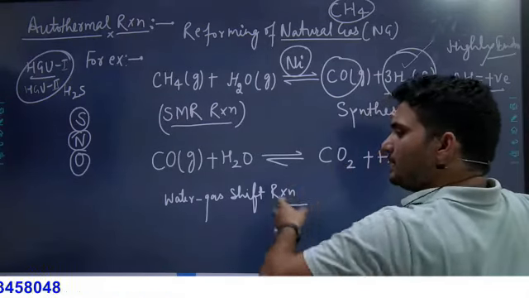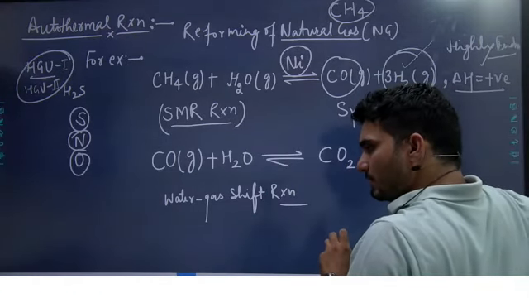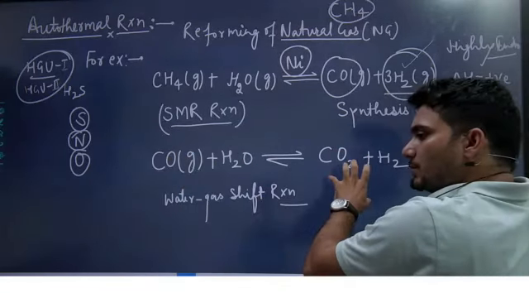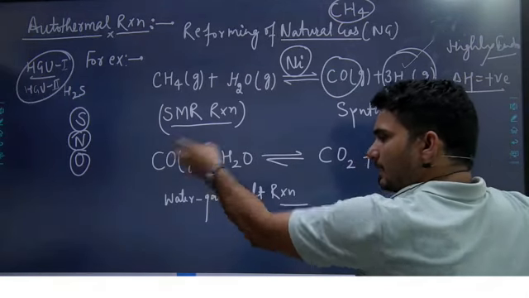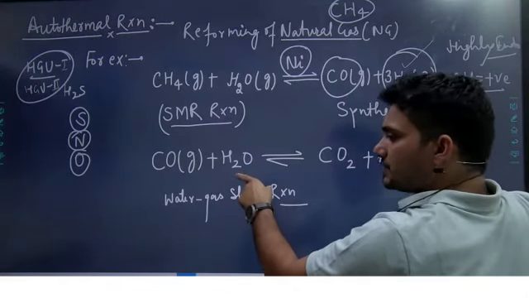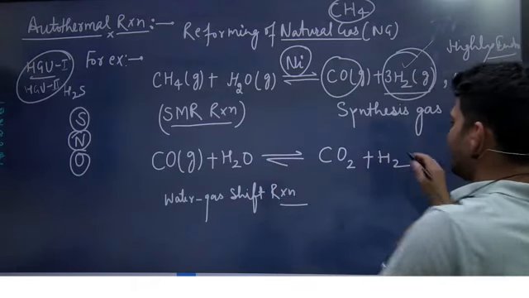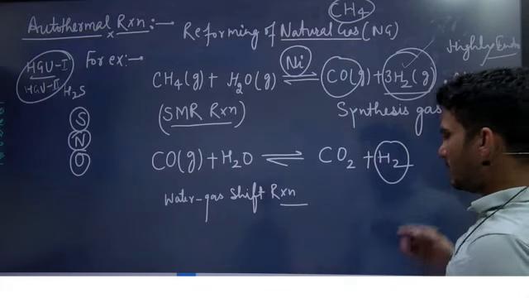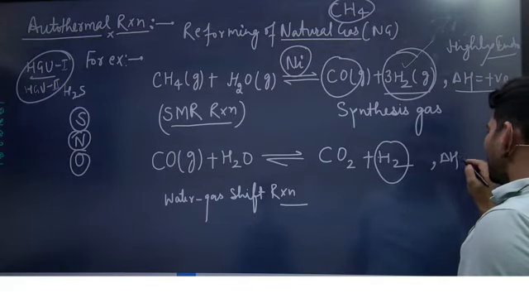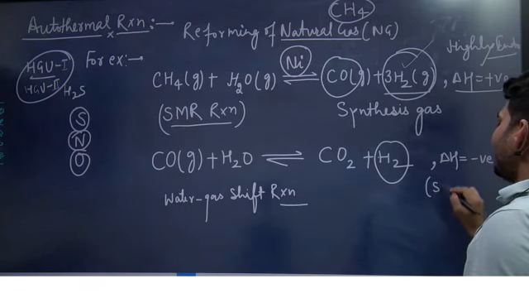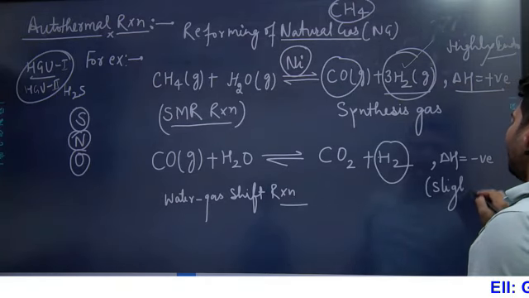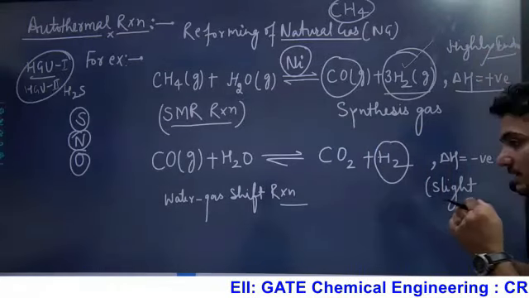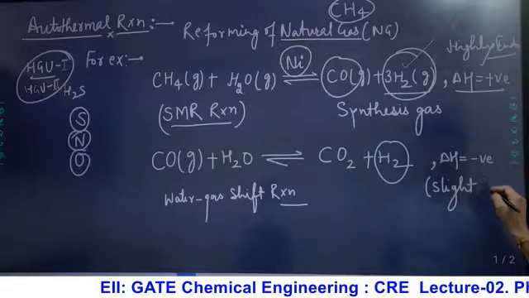This CO2 we can easily absorb. CO is also a pollutant, CO2 is also a pollutant. But what we are finding is that when CO reacts with H2O, water, we get H2, so the yield of hydrogen will be increased. This reaction is exothermic, but only slightly exothermic, a mild exothermic reaction. The first reaction is highly endothermic. Are you getting it?